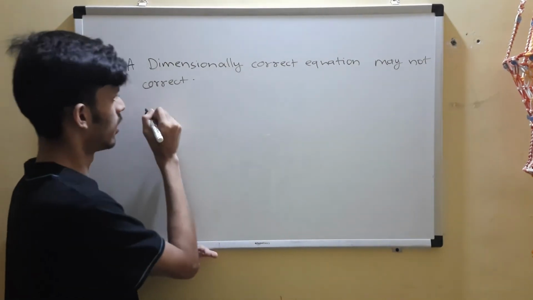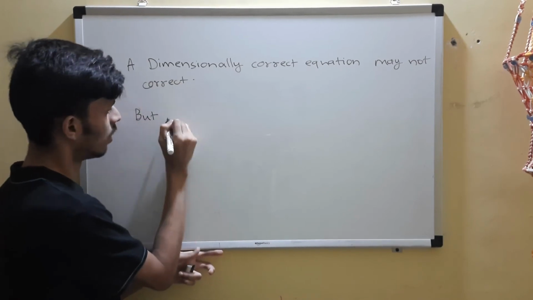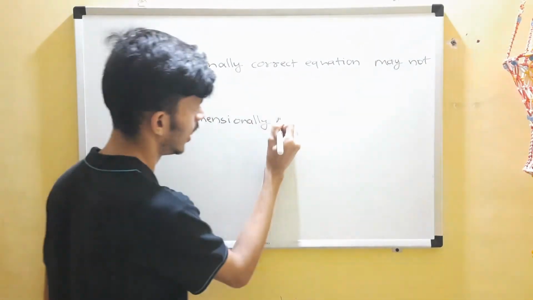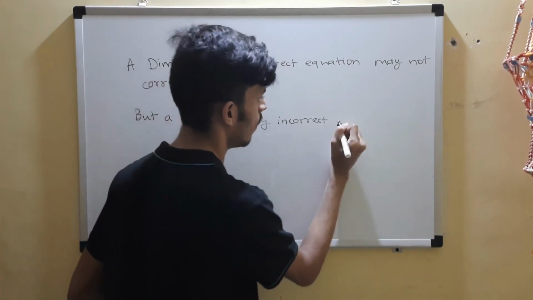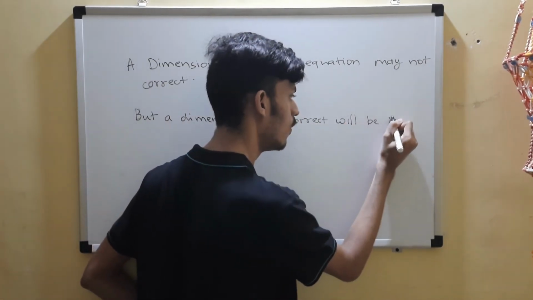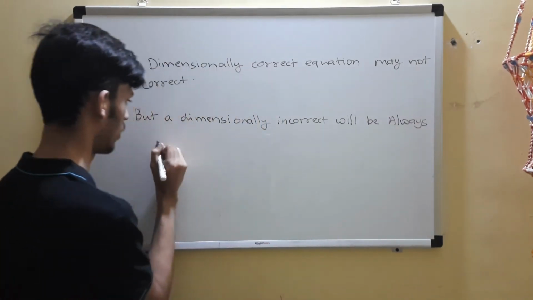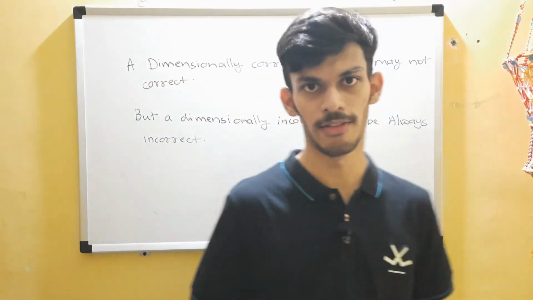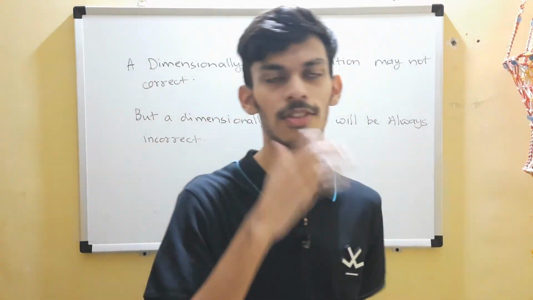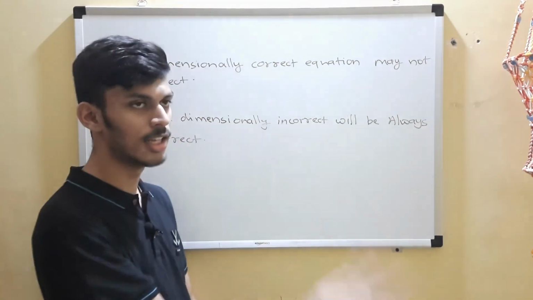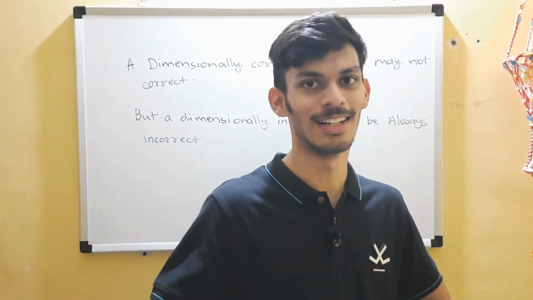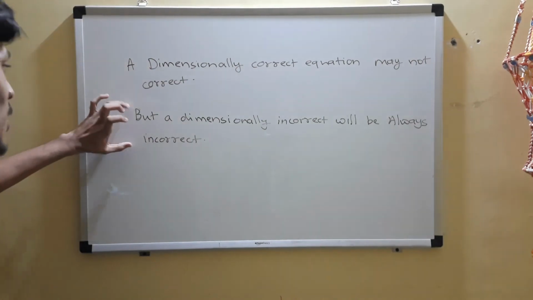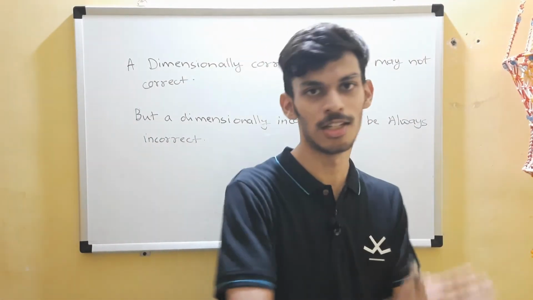Last statement: a dimensionally incorrect equation will always be wrong or incorrect. Okay, so if I have given you an equation, you check it dimensionally if it is correct or not, and you find that it is dimensionally incorrect, so that equation will never be correct. Okay, so this is a plus point and this is a limitation. You can say that this is a plus point that a dimensionally incorrect equation will never be correct.